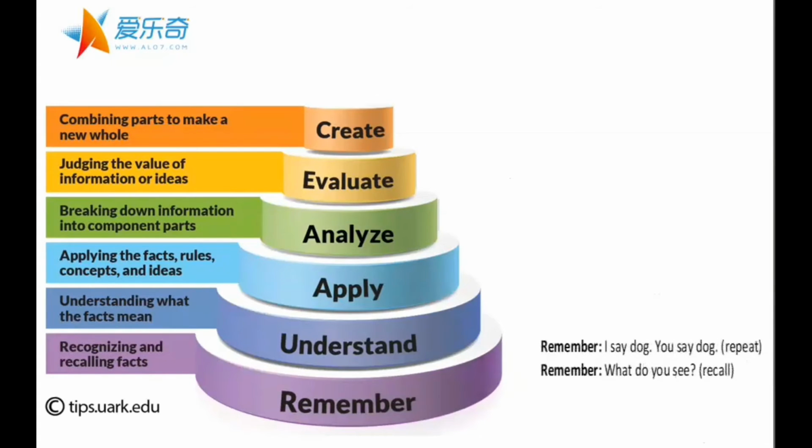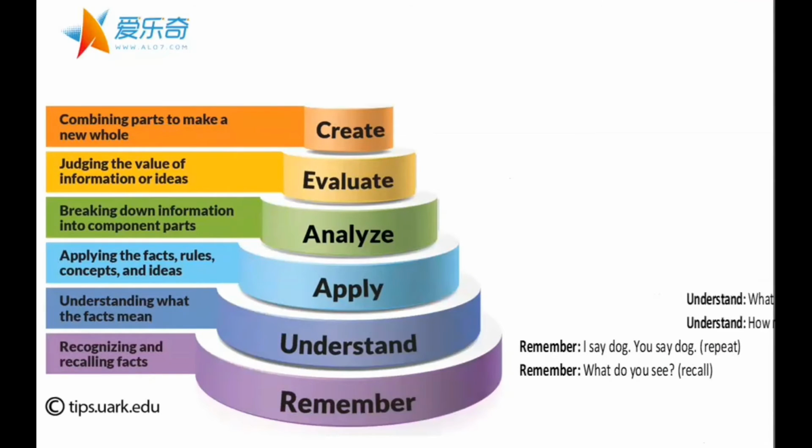We went through remember, which is I say dog, you say dog. And the skill is repeat. Another one is what do you see? And the skill is recall. So repeat and recall are two examples of cognitive skills that you can develop under the level called remember. The next level up is to understand, because once you remember something and say, oh yes, I know that's a dog, then you can start to really understand what a dog is in that language.